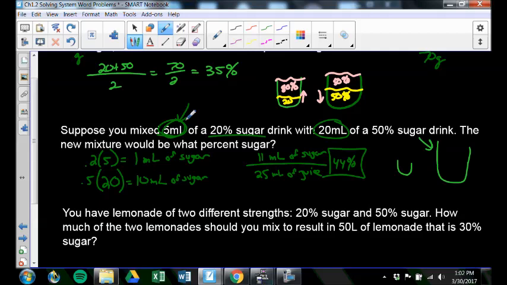So the 20% sugar drink, because it was so much less in its amount, meaning the 5 milliliters was so small compared to the 20 milliliters, it had a much smaller impact on the overall size. It just brought it down 6%. It dropped from 50% to 44%.